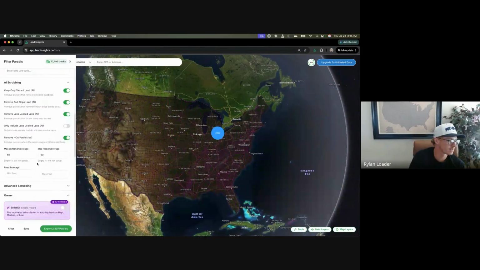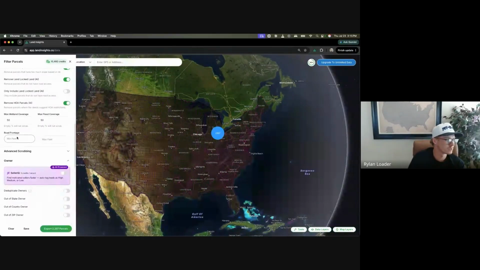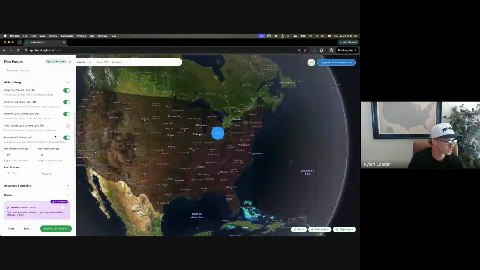So anything with more than 50% of it covered in a wetland or flood zone, we're removing it. So we want land that's dry because we want to put in a septic system or we want to build on it. If it's in a flood zone or a wetland, it's likely it doesn't pass perk. So we want to make sure we're hitting land with dry spots. You can also do road frontage if you want to go after subdivides. But just check out really quick.